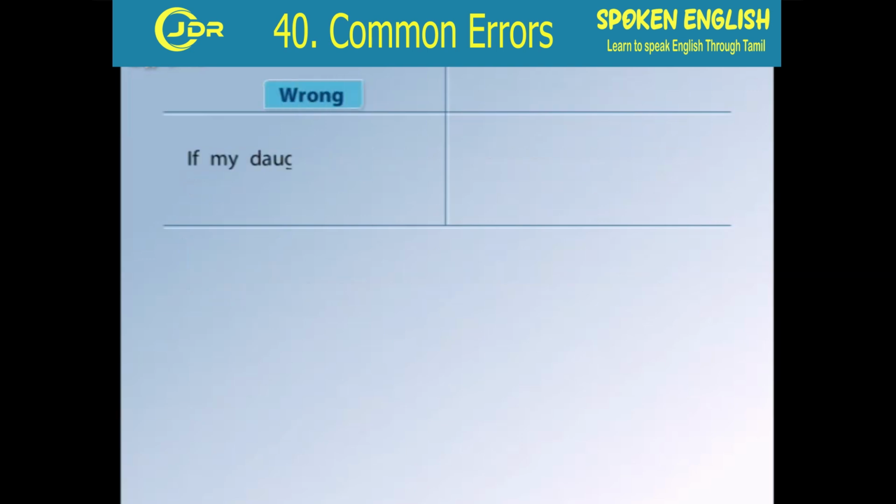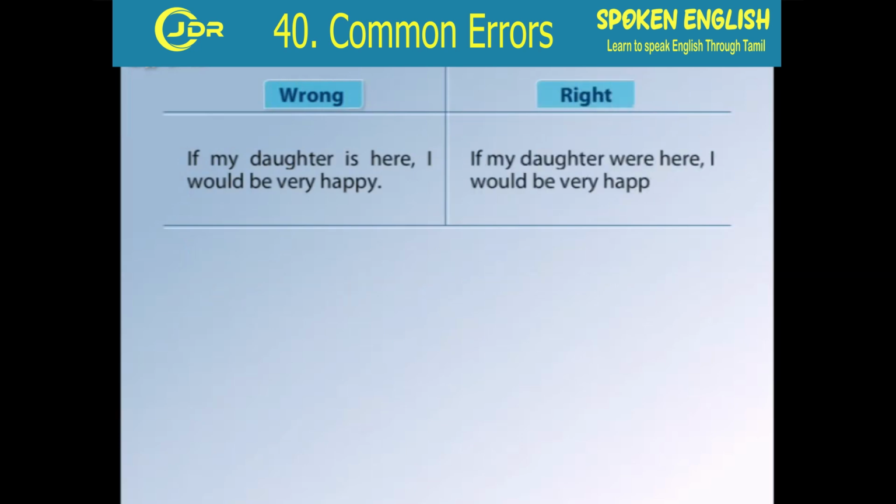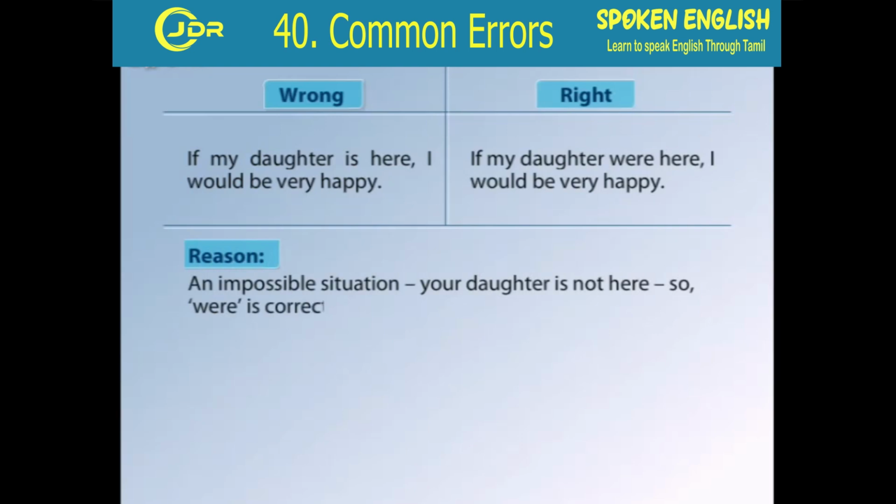Wrong. If my daughter is here, I would be very happy. Right. If my daughter were here, I would be very happy. Reason. An impossible situation. Your daughter is not here, so were is correct.